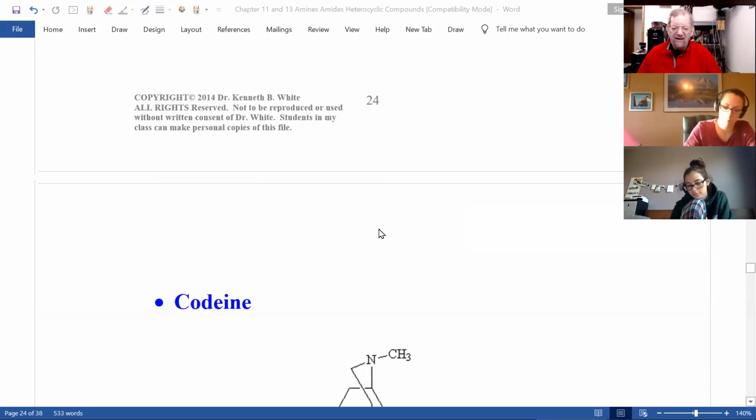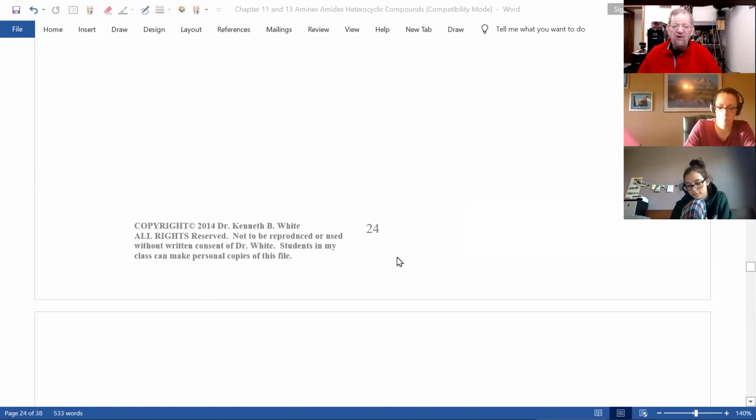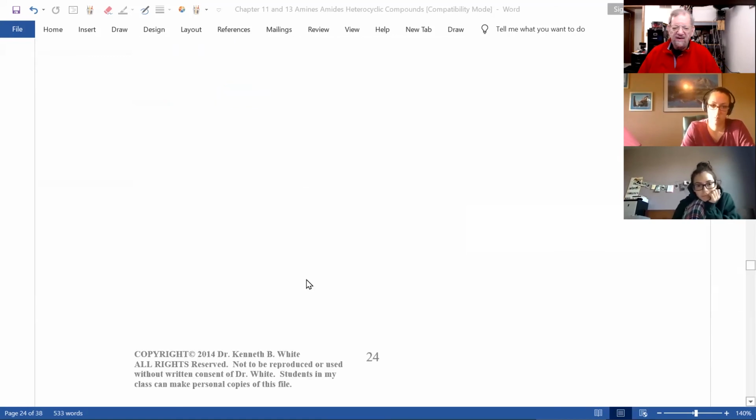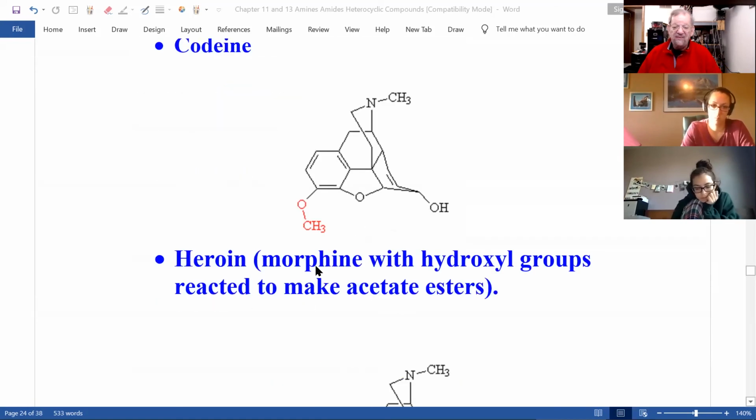Now, if you take morphine and on these two hydroxyl groups right here, now you know what I'm talking about, one of them you make into a methyl ester, you have codeine. I don't know about you, but codeine is a major, major painkiller. In fact, a couple of years ago, they stopped selling it. Even with a prescription, I think it's hard to get. Used to be at one time over the counter.